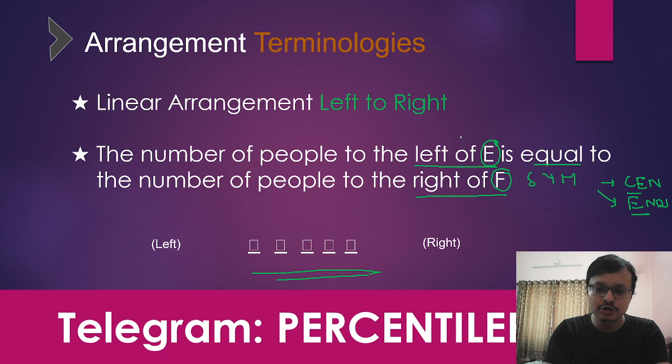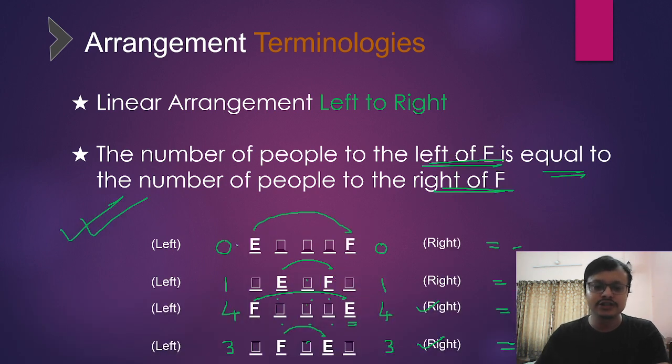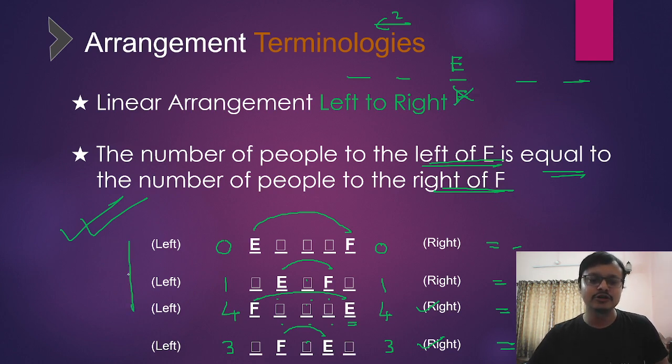So whenever you get such a clue, just start framing all the scenarios from the end. That is, if E is here, F will be here. If E moves here, F will be here. Note, the only place where E cannot be is in the middle. Because if E is in the middle, then you'll have 2 people to the left of E. However, for F to have 2 people to the right, F would also have to be here, which is not possible. So only these 4 scenarios are possible in this case.